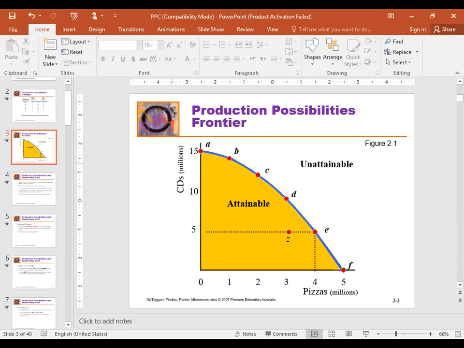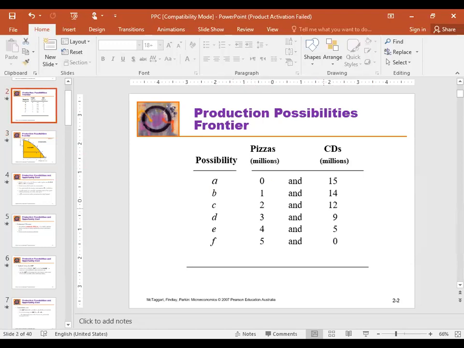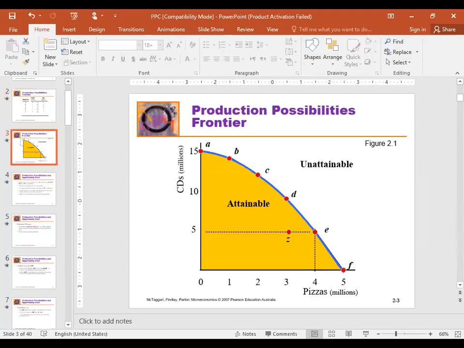If we go up, if we produce more of one good, we're going to produce less of another. So here at point B, we produced 1 million pizzas, but we produced fewer CDs. Same with C. You produced more and more pizza, 2 million pizzas, but again, you dropped down to 12 million CDs. So these are the points of production. Again, the production possibilities curve, or the frontier, shows you all the possible ways that you could produce two different goods at the same time. All these are possibilities. And as a company, you choose what's best for you.